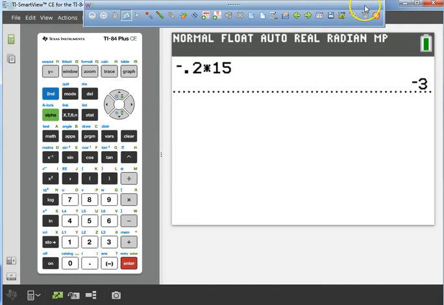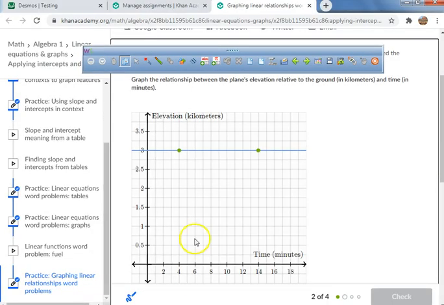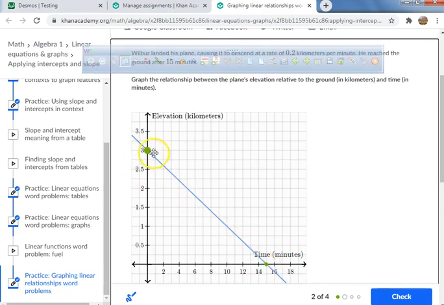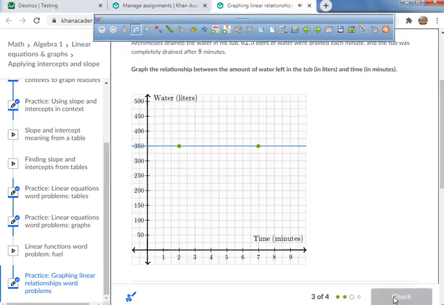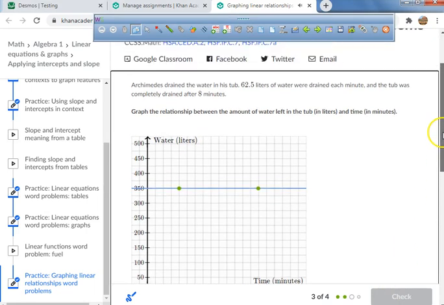Let's do it. 0, 3. 15, 0. Yeah, there we go. Got my y-intercept, got my x-intercept. Roll the dice. Boom. Nailed it. Okay, here we go. Next one.